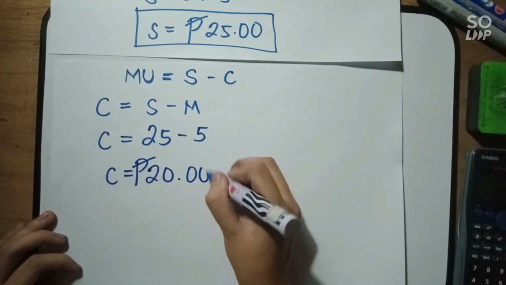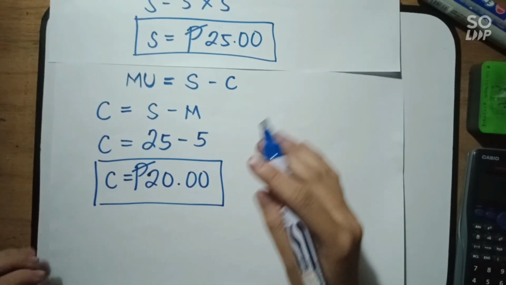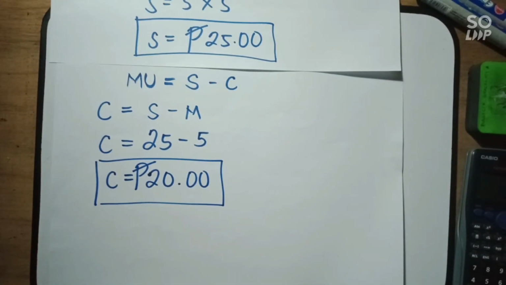So therefore, the selling price of Peter's pens is 25 pesos and the cost of his pens is 20 pesos.